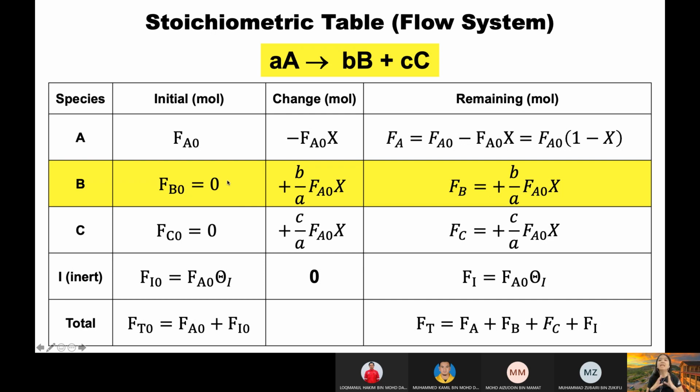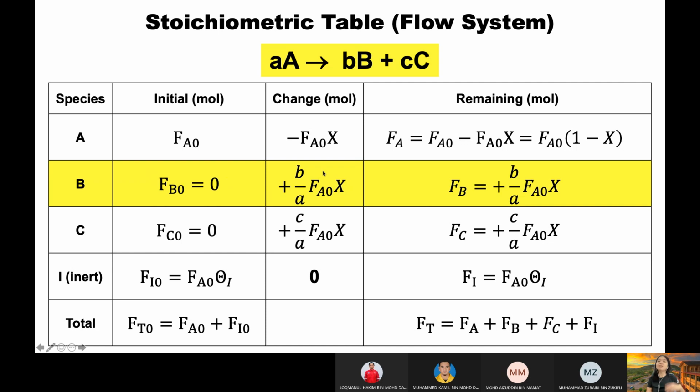You can see the initial molar flow rate of B now becomes 0. Kenapa initial molar flow rate of B becomes 0? Because B is a product. Initially, I will not have any molar flow rate of B as they are not yet produced during the reaction. So FB naught becomes 0.